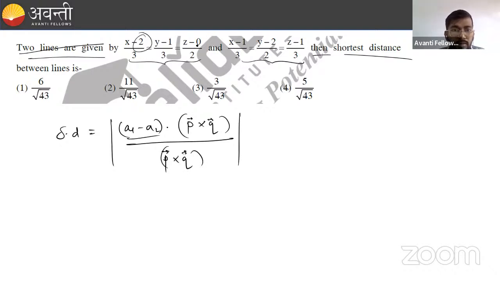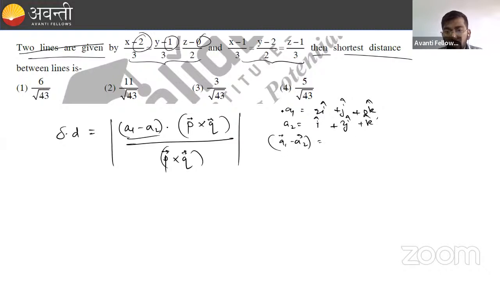So what is a1 minus a2? This a1 can be written as 2 i cap plus j cap plus 0 k cap. A2 can be written as i cap plus 2 j cap plus k cap. So a1 bar minus a2 becomes i cap minus j cap minus k cap. So this is a1 minus a2.